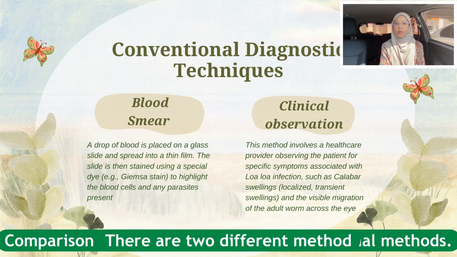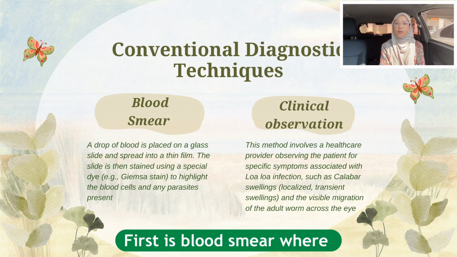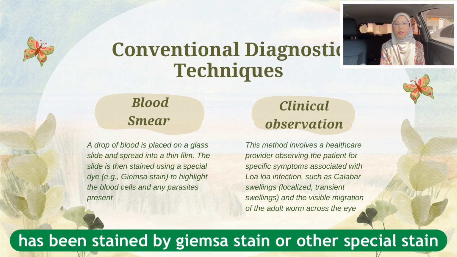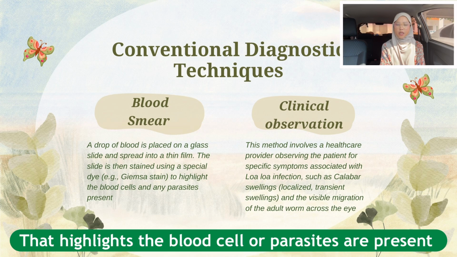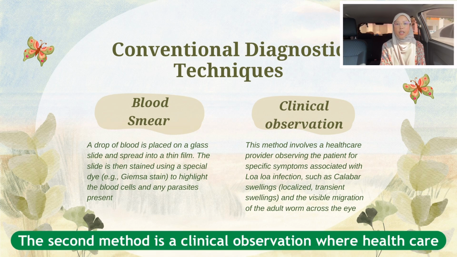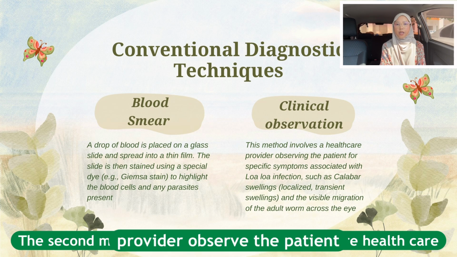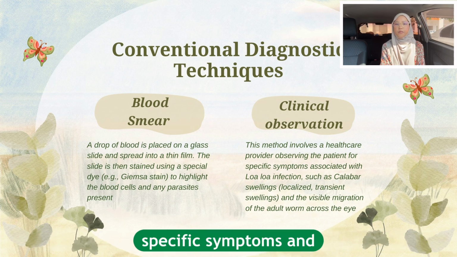For conventional methods, there are 2 different methods. First is blood smear, where the patient's blood is examined after it has been stained by Giemsa stain or other special stain that highlights the blood cells or parasites that are present. The second method is clinical observation, where a healthcare provider observes the patient's specific symptoms.